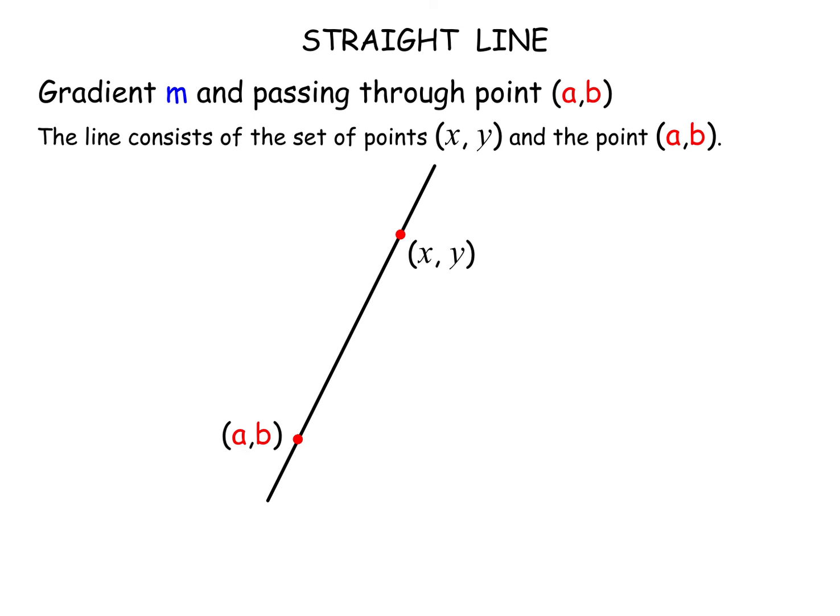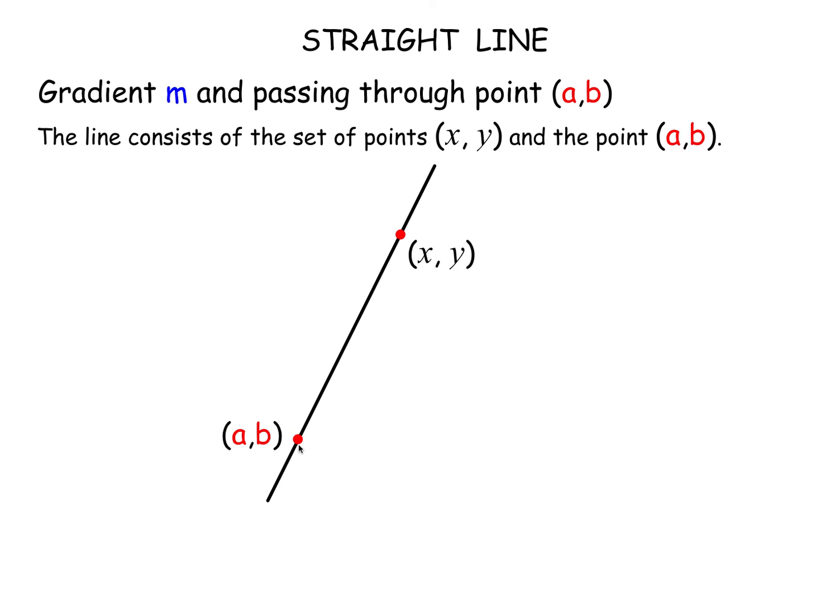This is the third video of a series on straight line. First video covered gradient and the gradient formula. The second video covered the straight line of the form y equals mx plus c, where m was a gradient and c was a y-intercept. This video is the general form of a straight line, gradient m, and passing through a point other than the intercept.